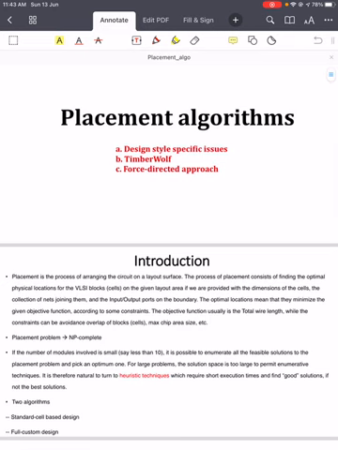Now in this video we are going to discuss primarily two algorithms to solve the placement problem. In the first part of the video I am going to discuss one placement algorithm for standard cell based design, and another algorithm for full custom design in the second part of this video.